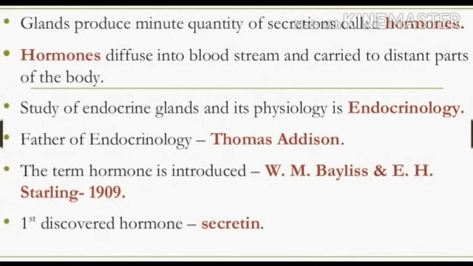All these glands will produce minute quantities of secretions, and those secretions are called the hormones. These hormones will diffuse into the bloodstream. From the bloodstream, they are carried to distinct parts of the body to perform their function. The branch of biology which deals with the study of the endocrine glands and their physiology is called endocrinology. Thomas Edison was the father of endocrinology.